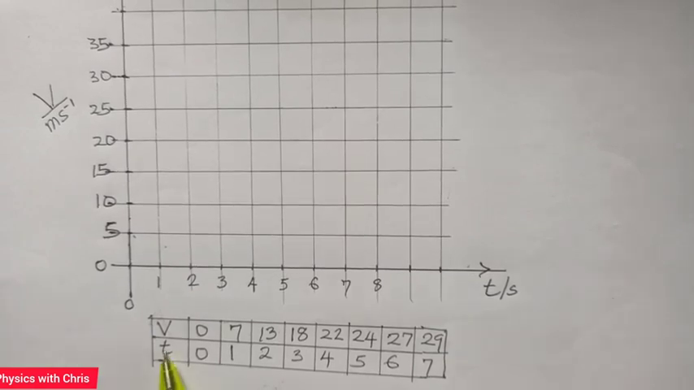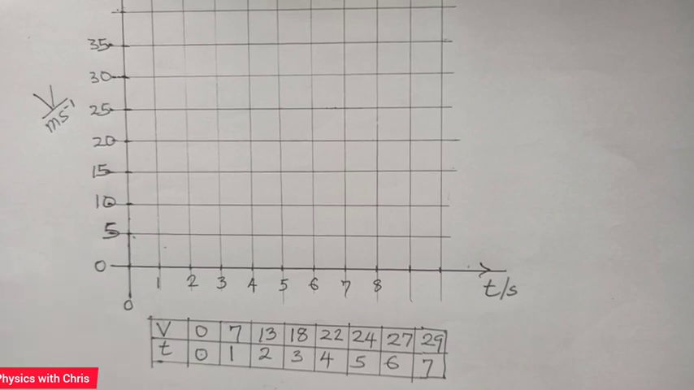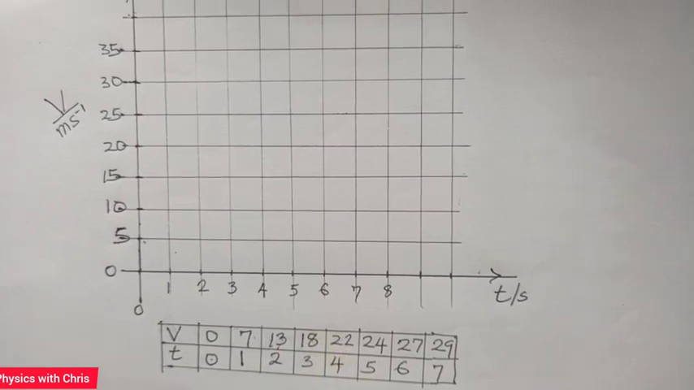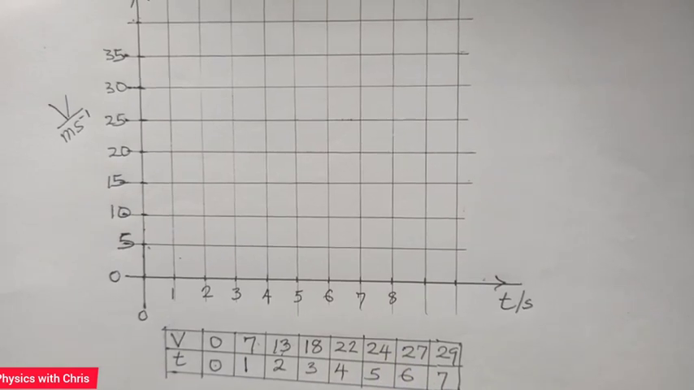As you can see, at time t equals 0, the velocity is 0. When the body starts from rest, the graph is going to begin from the origin. After 1 second, the body is now moving at a speed of 7 meters per second. After 2 seconds, the speed has increased to 13. After 3 seconds, you can see the rate of increase is not the same. The difference here is just 6. For this time interval, the increase is just 5 meters per second, then this is 4. As time increases, the velocity is not increasing in a uniform pattern or rate.